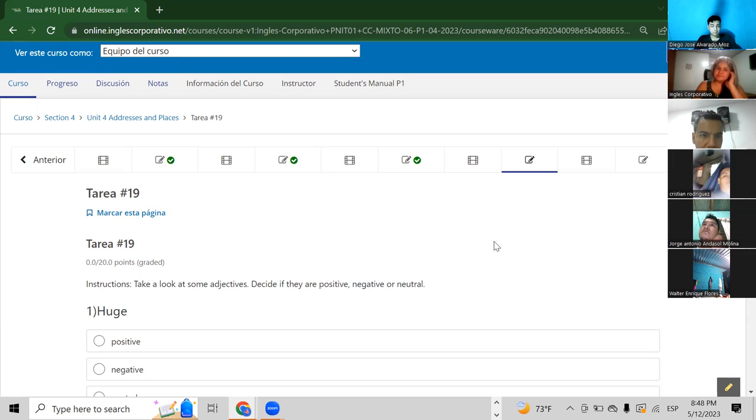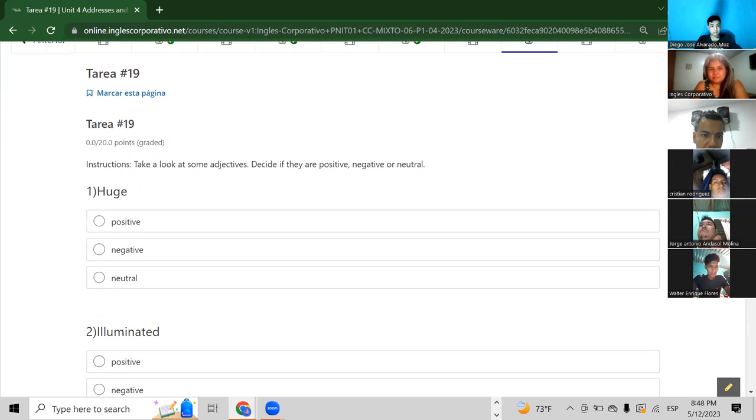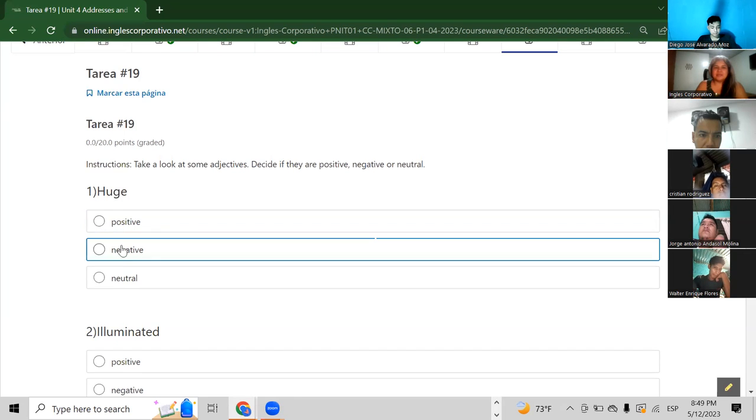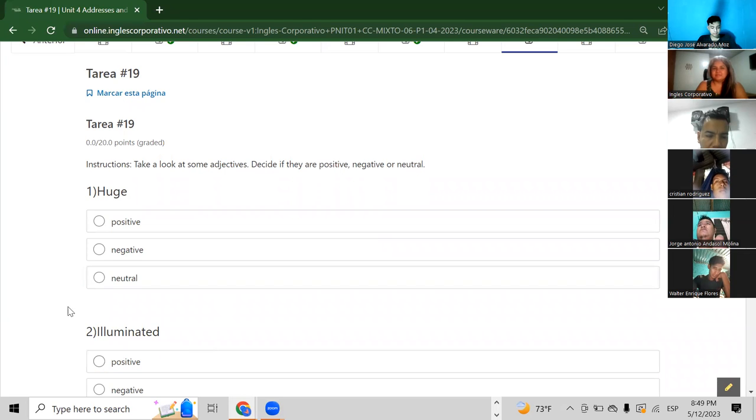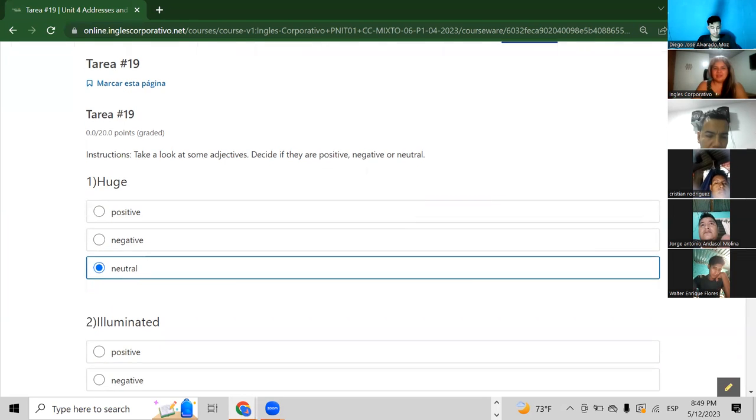Ready? Ready. Okay. Ya hicimos la 18 ayer, ¿verdad? Yes. Okay, here we are going to decide if the adjective is positive or negative or neutral. Neutral means que no es positivo ni es negativo, okay? Puede ser también. Okay, what about huge? Is it positive or negative? Neutral. Okay.